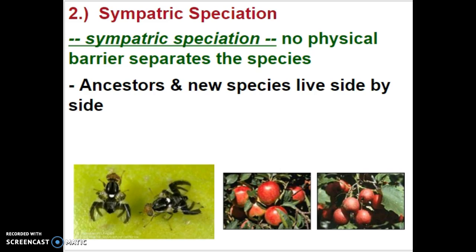Sympatric speciation is speciation that occurs where there's no physical barrier. So both the ancestral population and the new species will live side by side. The diagram at the bottom shows, even though they look very, very similar, two different populations of flies that happen to prefer different types of apples in the same orchard. There are different sugar and acidity levels of these apples, and each species, even though they can pick whichever apple tree they want to go to, still split on preference of one type of apple over another.